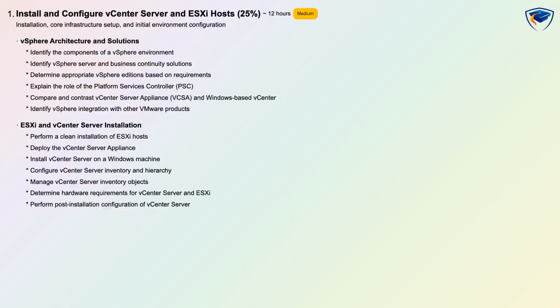exam. This domain focuses on the installation, core infrastructure setup, and initial environment configuration. You will learn how to identify the components of a vSphere environment, determine the appropriate vSphere edition based on requirements, and explain the role of the Platform Services Controller.